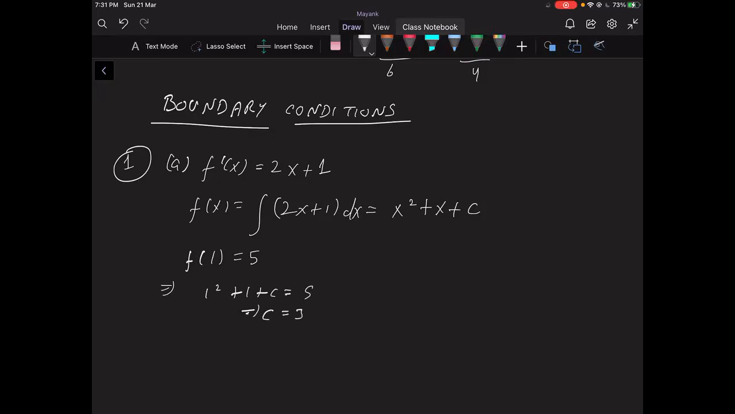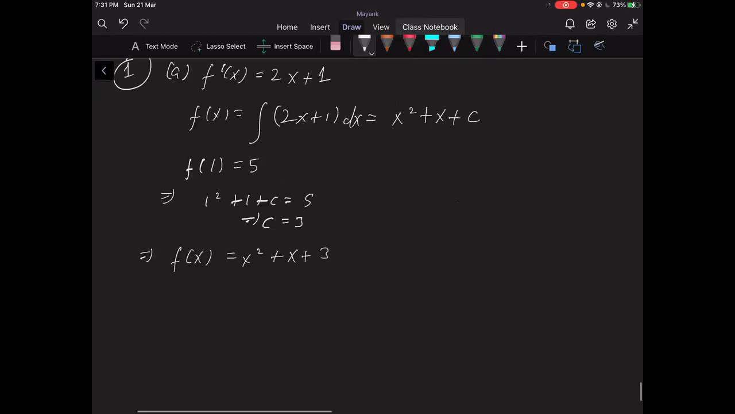So we can conclude that fx is equal to x square plus x plus 3. That's how it will work. You follow? Yes, sir. Okay, let's move on to the next one. There they have made it directly clear. So can you try that one yourself? Yes, sir.